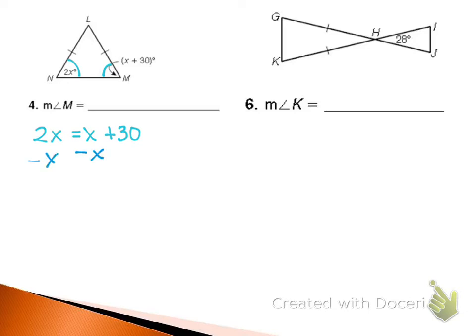Subtract x, and x is 30. It's okay. It says measure of angle M. What does this little m mean? Measure. So our answer will look like a number, right? The measure of angle M currently is x plus 30. We know x is 30. So what is the measure of angle M?